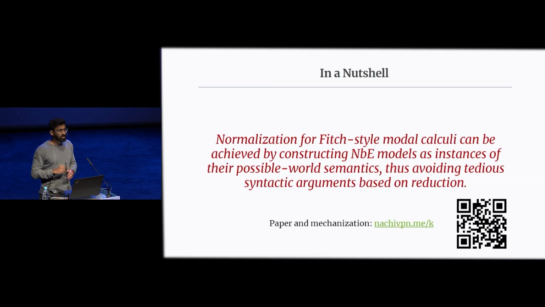But to summarize, in a nutshell, my message is the following. Normalization for Fitch-style modal calculi can be achieved by constructing NBE models as instances of their possible world semantics. And the reason to do this is to avoid syntactic arguments, because every system is different in a tiny little way. The possible world semantics isolates all the modal differences to one specific parameter, and we're just playing with that parameter here.